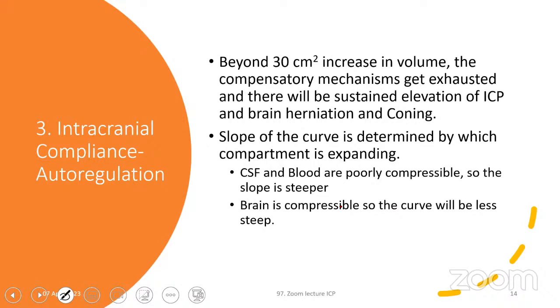So the slope of the curve is determined by which component or compartment is expanding. CSF and blood are poorly compressible, so the slope is much steeper. Brain is compressible, so the curve will be less steep. So there is a difference between these two compartments, CSF and blood. They are poorly compressible, whereas the brain is compressible, so the curve will be less steep.